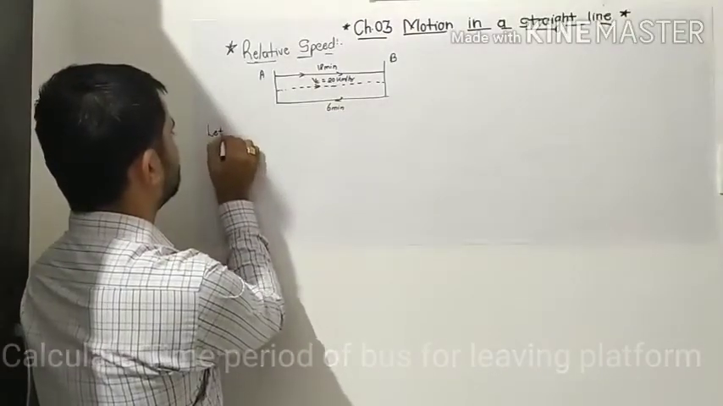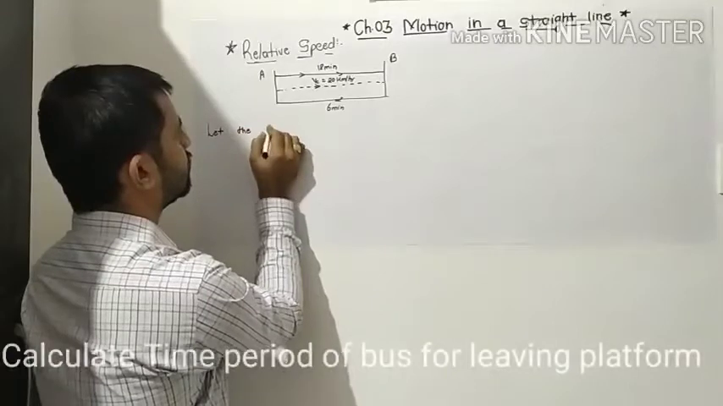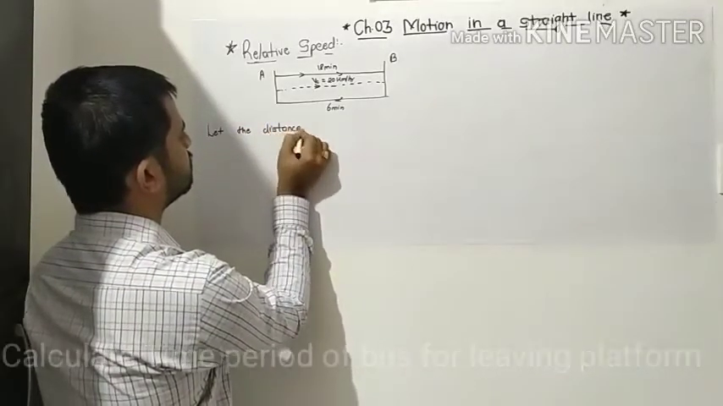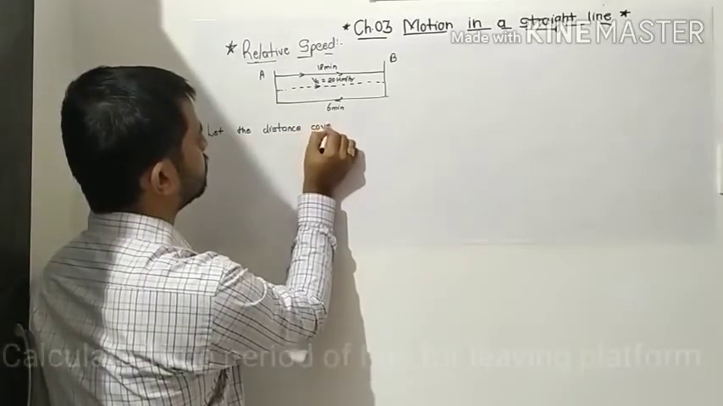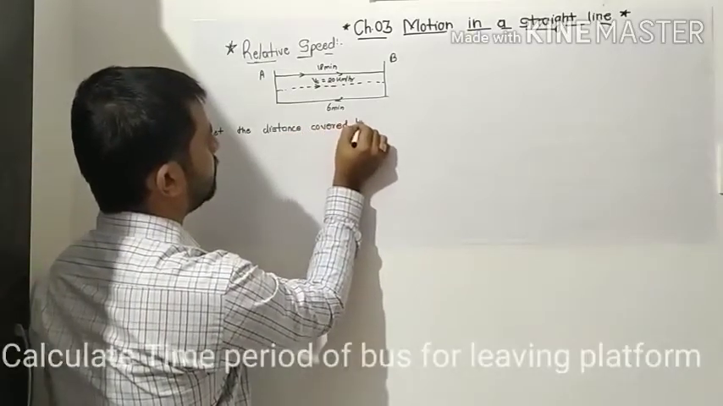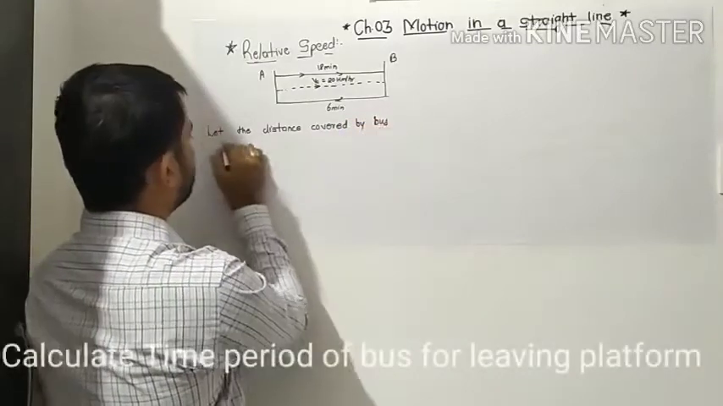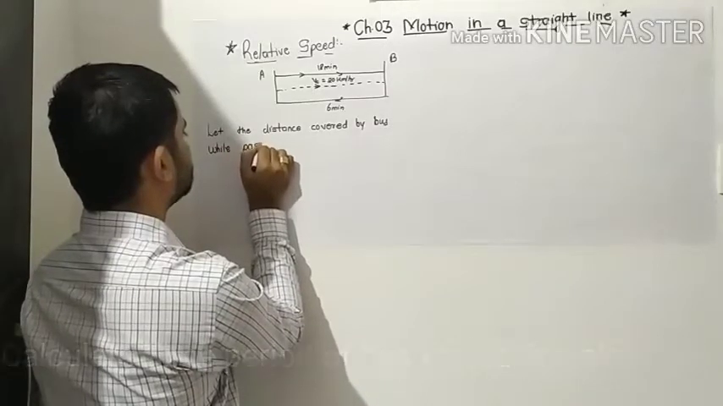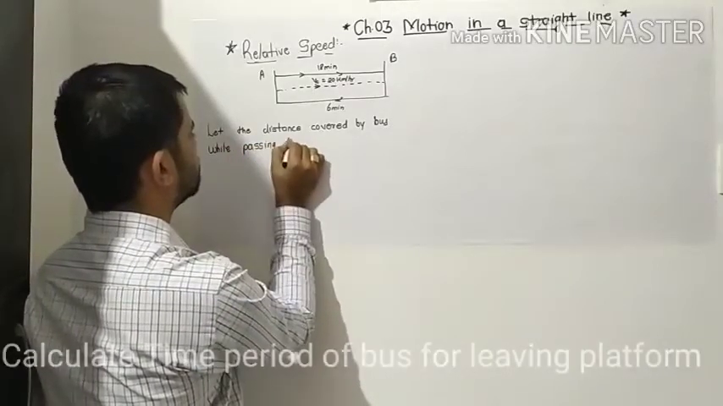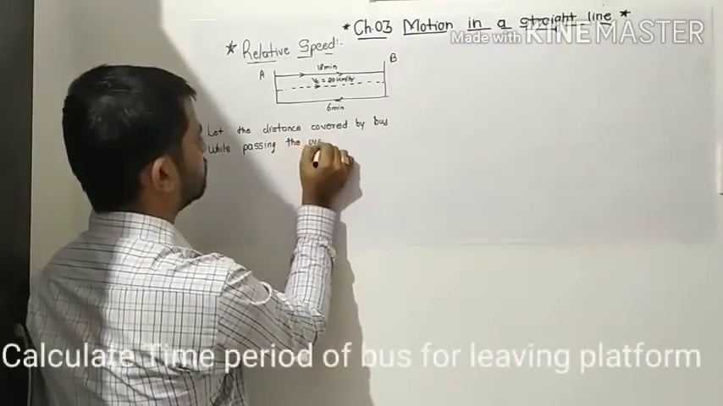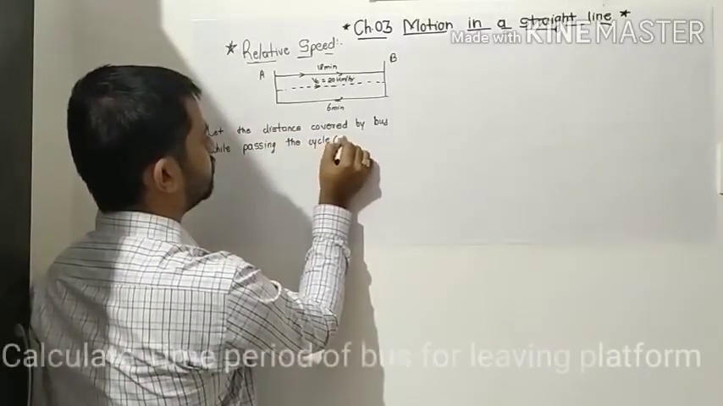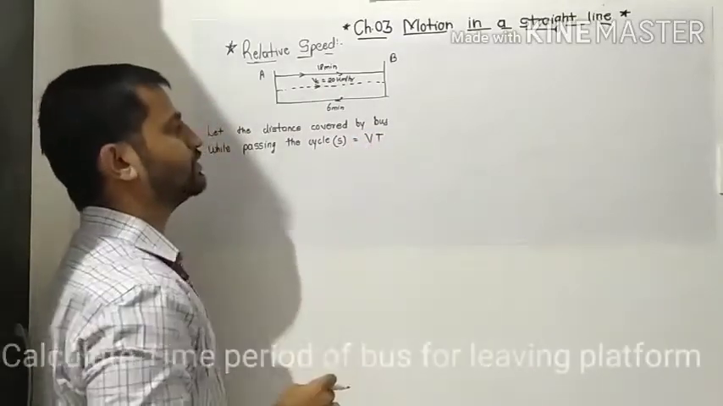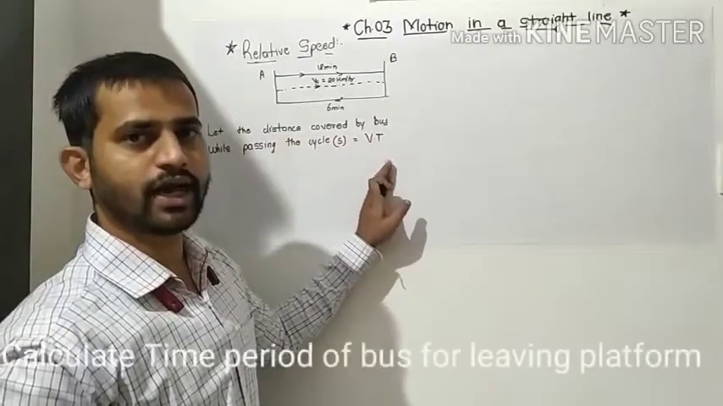Let the distance covered by the bus while passing the cycle be S, which is equal to V into T, that is, the velocity of that particular bus into that time period.